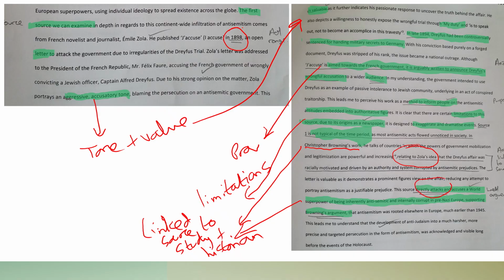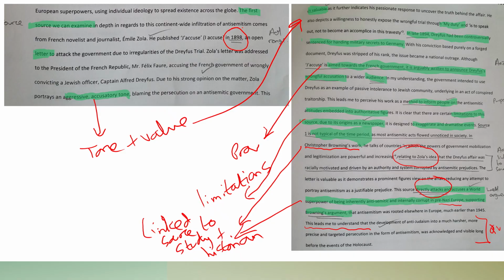This bit here, it also directly attacks and accuses a world superpower in pre-Nazi Europe, supports Browning's idea. This leads me to understand, look at that sentence starter, this leads me to understand the development of anti-Judaism or anti-Semitism into a much harsher, more precise and targeted persecution. There's your link to the question. So that goes back up to the question. I just thought that was a nice example showing you how you drop the source in.